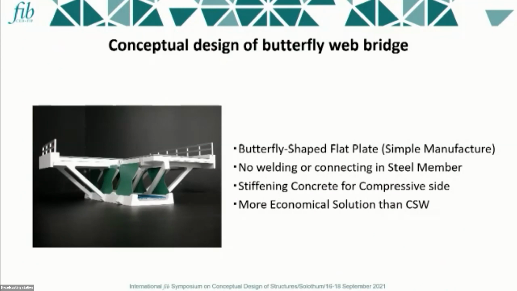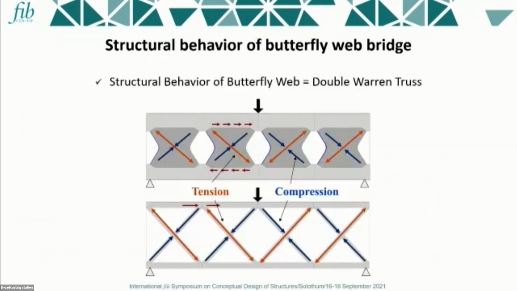So firstly, we thought about the butterfly shape panel as steel, but finally, we changed from steel to high strength concrete, because as long as we use steel, maintenance cost has to be taken into account. So finally we use a concrete structure, where the compression side is okay, but on the tension side we use some prestressing tendons.